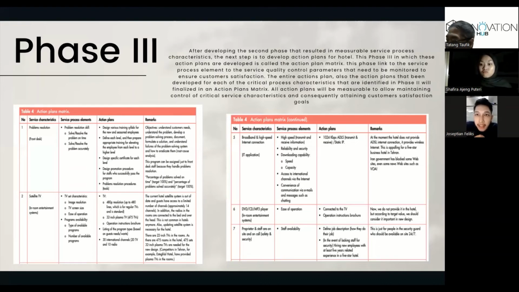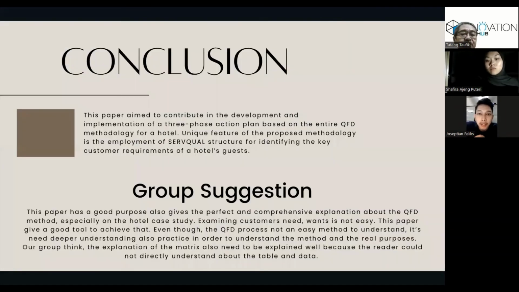Okay, next, I think will be our conclusions and group suggestions. As we can see, this paper aims to contribute to the development and implementation of a 3-phase action plan based on QFD for hotel studies. A unique feature of the proposed methodology is the implementation of SERVQUAL, like I already explained before, as a structure for identifying the key customer requirements for a hotel guest.